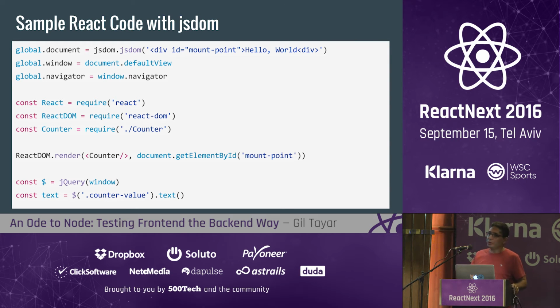We add to the global node object document, window and navigator just like we did. We have to add navigator. I have no idea why, but it's part of the DOM standard. And without it, React doesn't work. Requiring React has to be after I have a global document. And now I can just use the regular React DOM render. Regular one, get element by ID, mount point, and use jQuery to check the text.